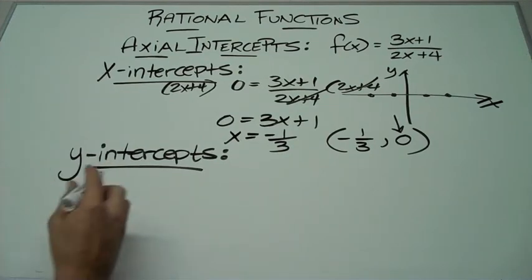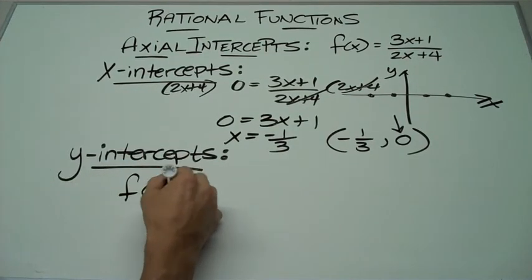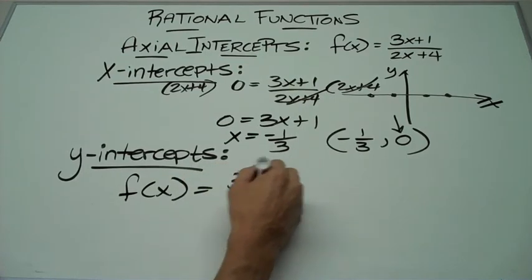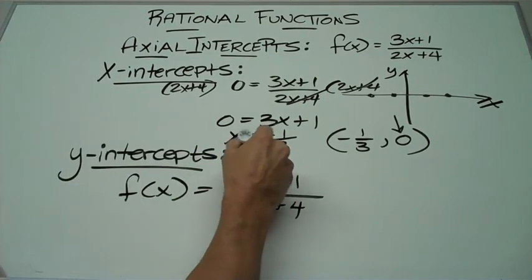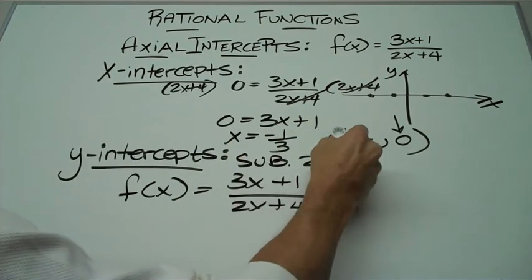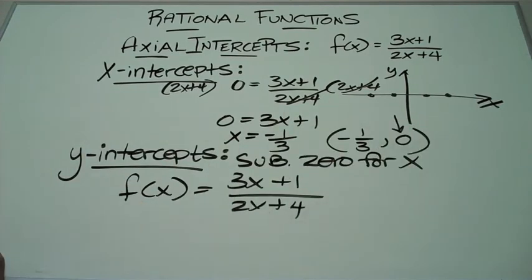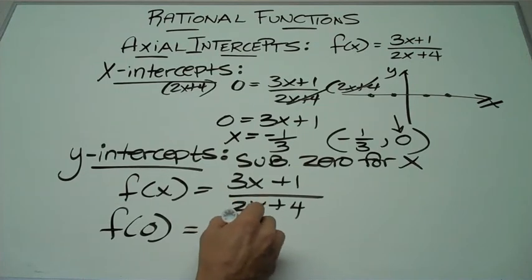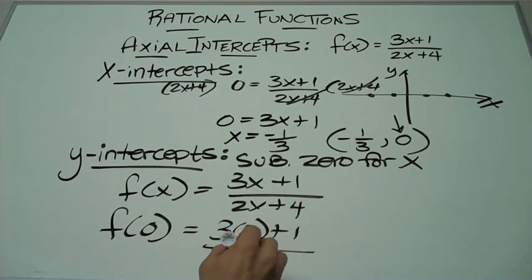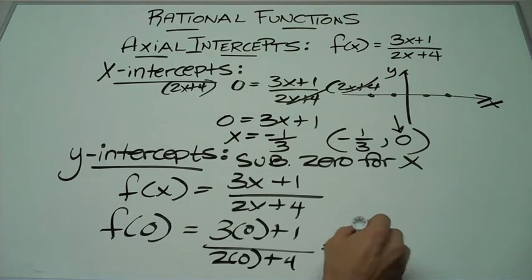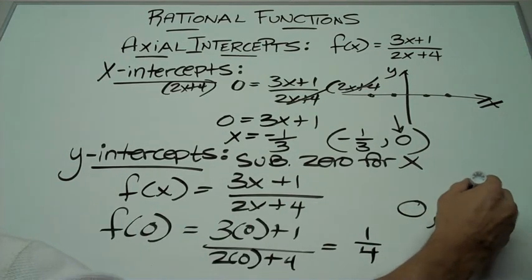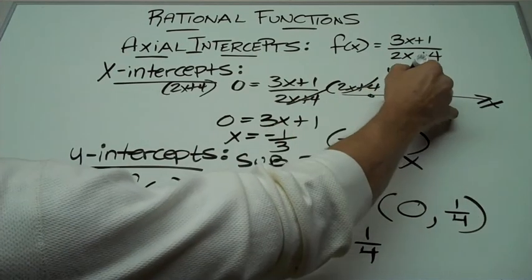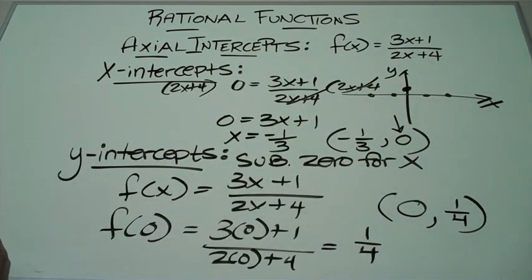How do I find y-intercepts? Well, given that same function, f of x is equal to 3x plus 1 divided by 2x plus 4, to find y-intercepts, we substitute a 0 for x. So in other words, we're finding f of 0. That would be 3 times 0 plus 1 divided by 2 times 0 plus 4, which would give us 1/4. If we put a 0 in for x, we're talking about the point 0, 1/4. That is our y-intercept. That will be up here. We just found another point on this graph.